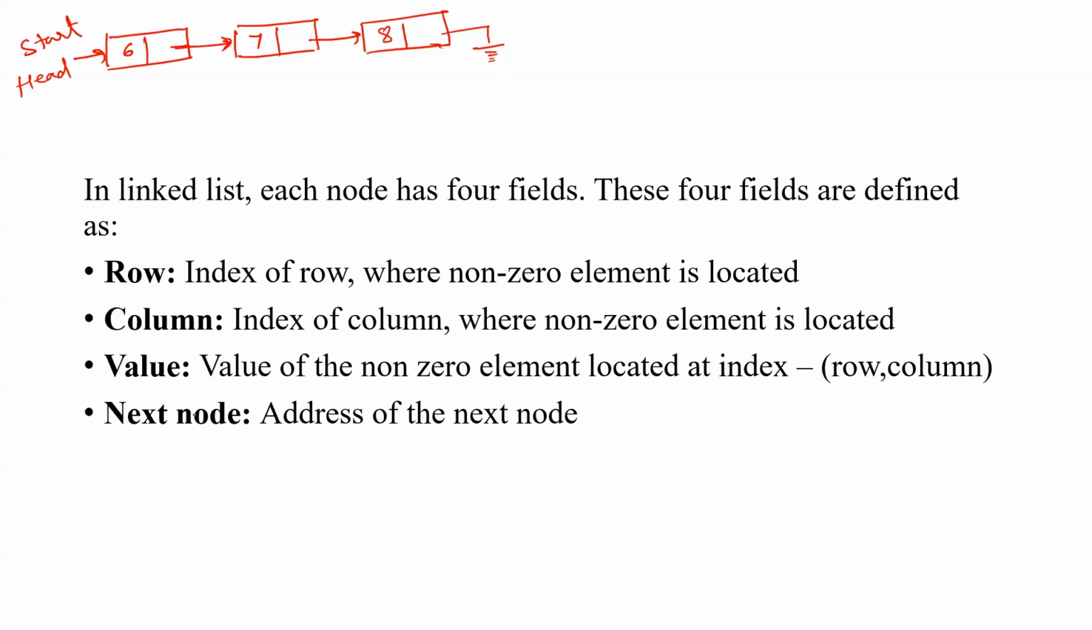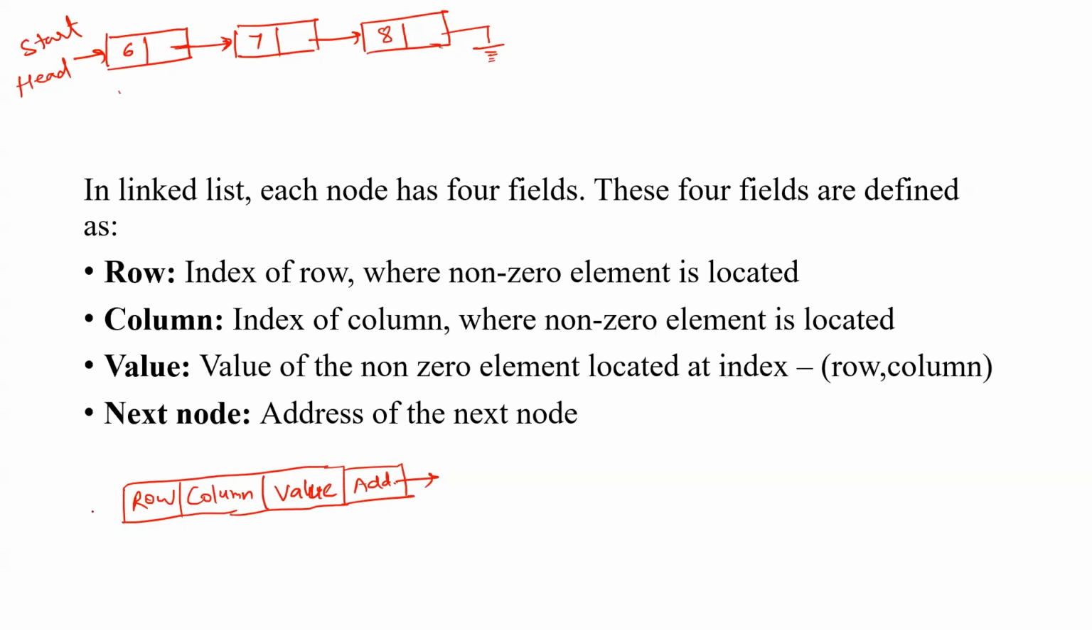So how do we represent all of these? Linked list, as you know, is a dynamic data structure, and we can create nodes of four fields also. Right now, in this simple linked list, we have created only two fields, but if you want to create four fields, you can. Let's suppose the first field will have the row index, the second field the column index, the third field the value which is present at this row and column, and the last field the address of the next node.